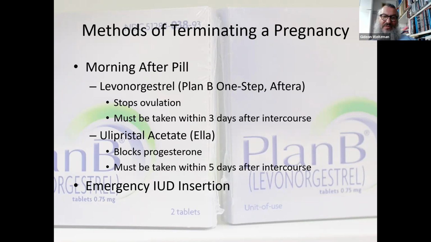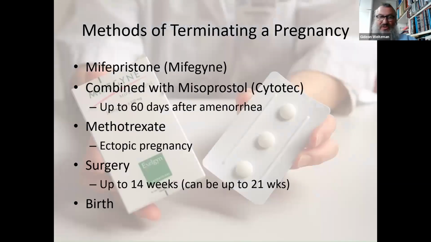There's another one, Ella, which is a slightly different method. It blocks progesterone, so basically it stops the implantation. The stopping of ovulation stops the fertilization, and the blocking of progesterone stops implantation. And that can be taken even later, because we know in the first 3 days we have fertilization, but the actual implantation takes place later. So that can be taken after 5 days. And the other thing we can do as an emergency is an emergency IUD insertion, which will cause miscarriage in almost all cases, not all of them. So all those are very, very early stage.